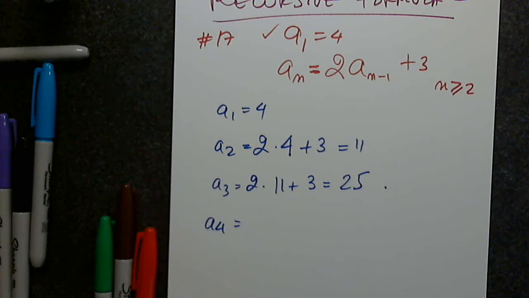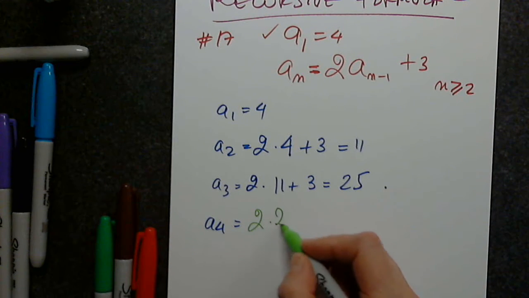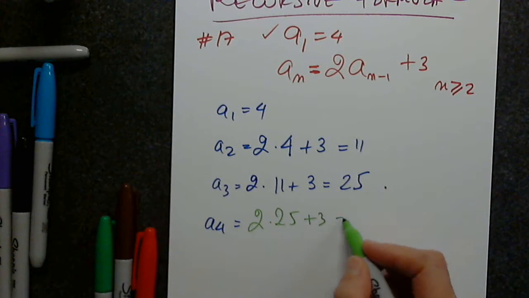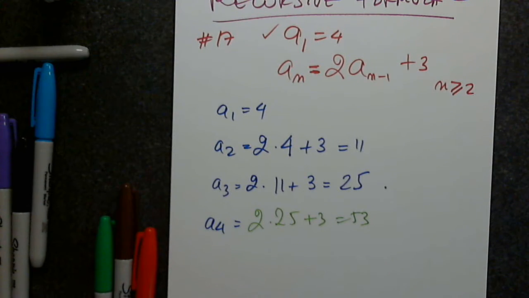A4 equals 2 times 25, plus 3. 50 plus 3, 53. But I can't tell you what A 1,000 is, because I have to determine the previous 999. Okay, so let's look at another example.